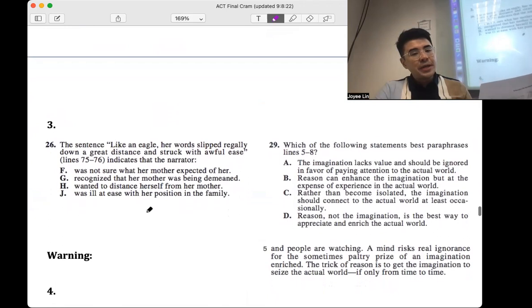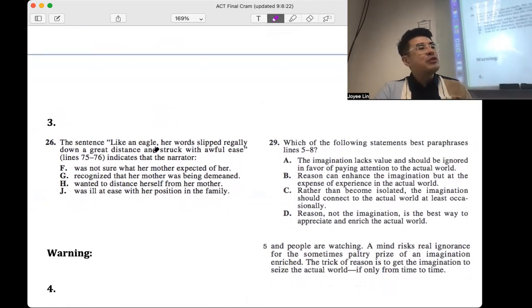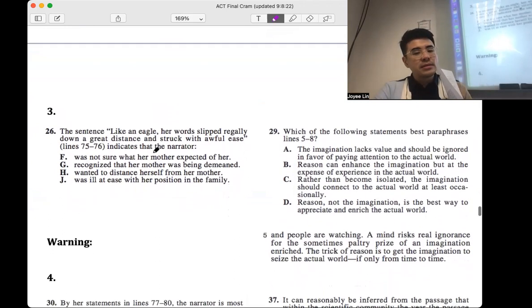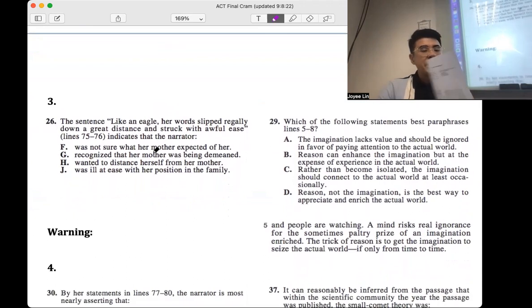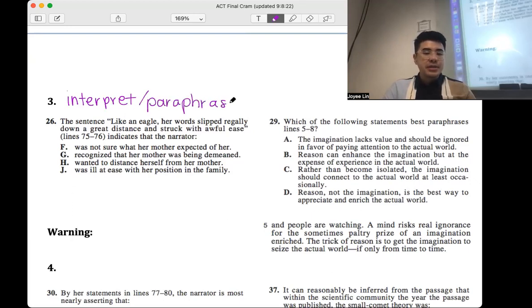Question type number 3. Now here, when they give you the line, right? This is where they ask you to interpret or paraphrase. So warning, don't be too literal here. Yeah.